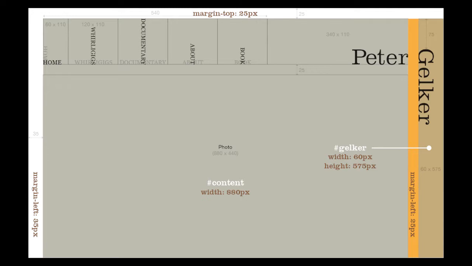So remember, when you're dealing with margin versus padding, padding is to push things in from the edge of the box. Margin is to push things away from the outside edge of the box. And so this is a case where I made the big box for content on the left. I wanted the Gelker box to be next to that big content box, but I didn't want it touching. I wanted there to be a separation. So I've created that using a margin left of 25 pixels.